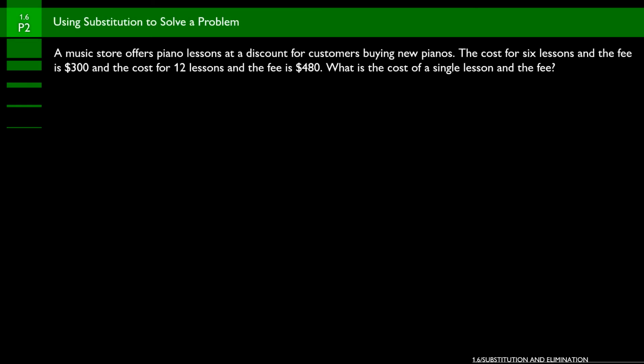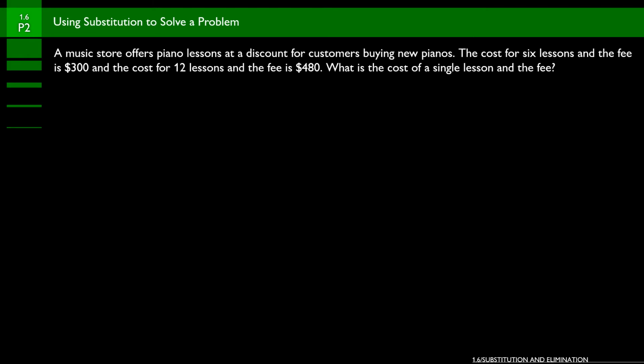In this second problem, we're going to use substitution to solve a word problem. So a music store offers piano lessons at a discount for customers buying new pianos. The cost for 6 lessons plus the fee is $300. And the cost for 12 lessons plus the fee is $480. What is the cost of a single lesson and the fee?